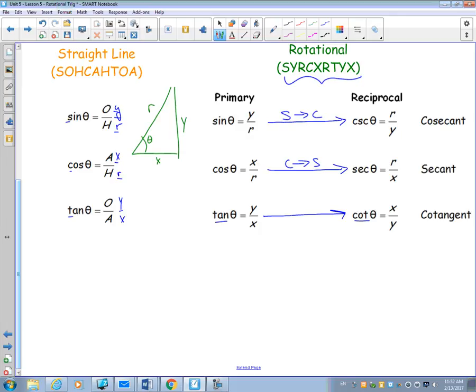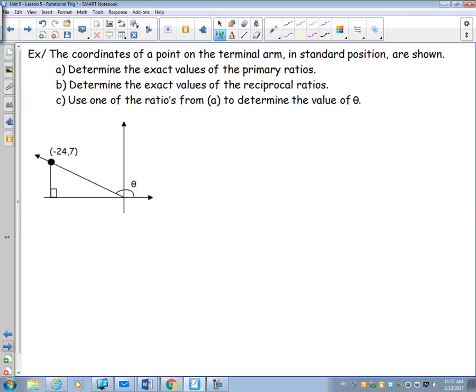What are we going to do with this? Well, just the basics today. So the coordinates of a point on the terminal arm in standard position are shown. In other words, they're telling us we started at 0, and we rotated counterclockwise around until we got to here. And then we've got a point, an x and a y. We want to figure out the exact values of the ratios. I don't care what the angle is today, just the ratios.